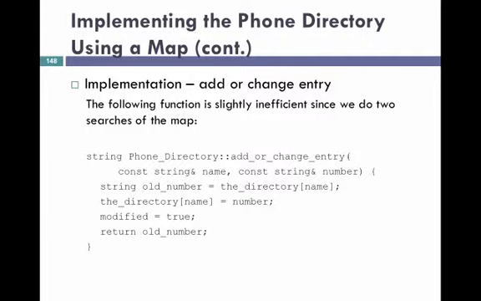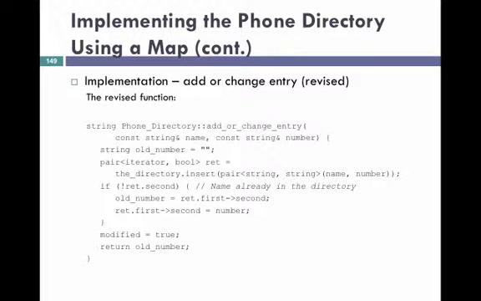So for implementation to add or change a directory, this function is slightly inefficient since we do two searches of the map. So if we want to add a given name with associated phone number, first we look up that name in the directory, and it'll return their old number. And then we can reassign the new number, set modified to be true, and we'll return the old number. So the point here is, we do two lookups in our directory in order to implement this.